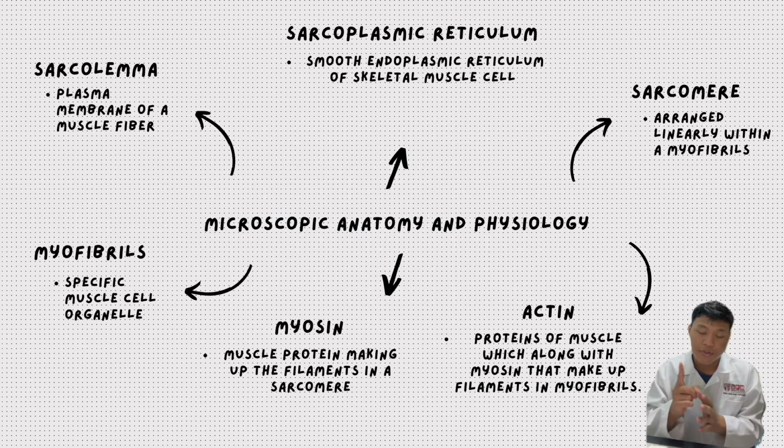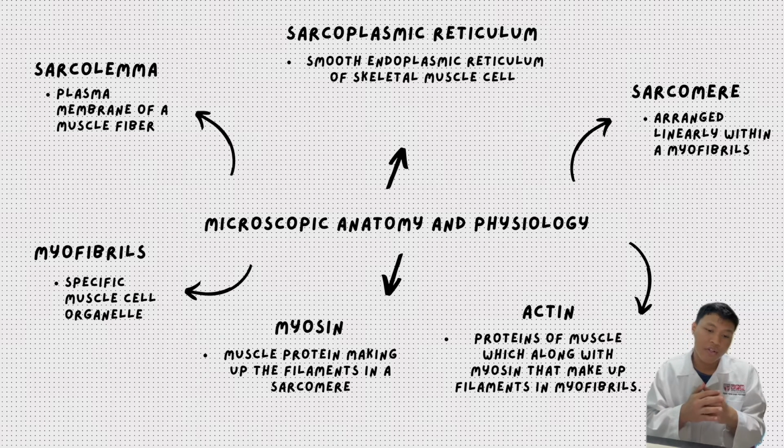So first, we have sarcolemma. Sarcolemma is the plasma membrane of a muscle fiber. Next, we have sarcoplasmic reticulum. Sarcoplasmic reticulum is the smooth endoplasmic reticulum of skeletal muscle cell. And other than that, we also have myofibril, which is a specific muscle cell organelle containing a linear arrangement of sarcomeres, which shorten to produce muscle contraction.